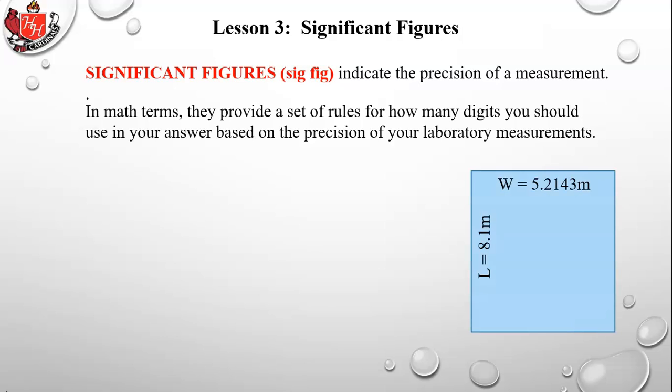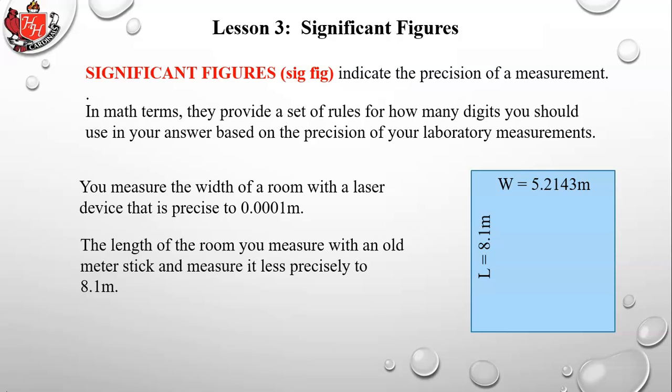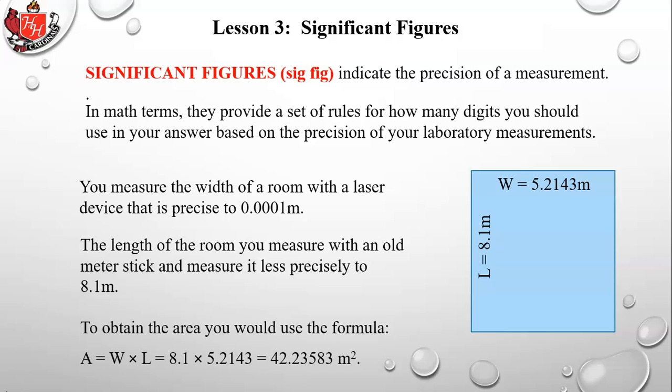So let's take a simple example. Let's say you're measuring the dimensions of a room, and there's the room, and there are the dimensions. L is length, and W is width. So you measure the width of the room with a laser device that is precise to 1/10,000th of a meter. The length of the room you measure with an old meter stick, and you measure it much less precisely, to just 8.1 meters. To obtain the area, you use the formula area equals width times length. So that would be 8.1 times 5.2143, and you get an answer of 42.23583 square meters.